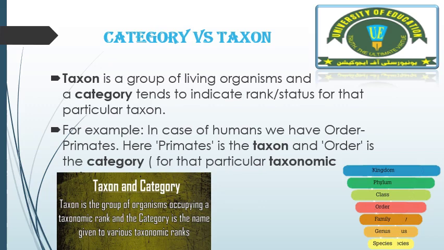Now category versus taxon. What is a category and what is a taxon? Taxon is a group of living organisms and category is the name of that taxon. Category is the rank, status, or name of that taxon. For example, in humans we have order Primates. Here Primates is the taxon and order is the category. We talked about order Primates. Primates is the taxon and the category is the order.